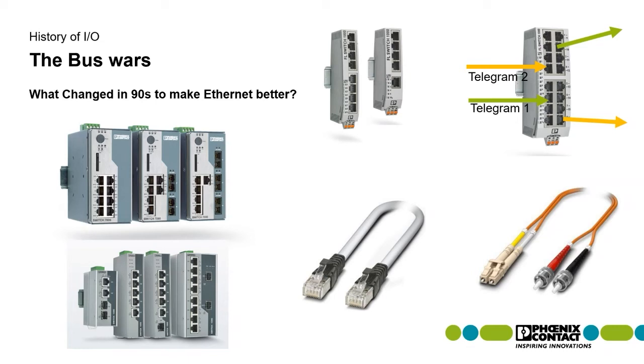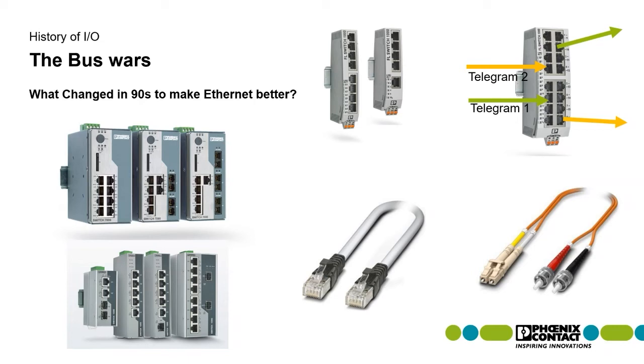So by removing these collisions and making the network more efficient, while it is still an open network and not a deterministic network, we made it so efficient through the use of the switch that it became deterministic-ish enough to be considered as an IO network. And that was really the game changer.